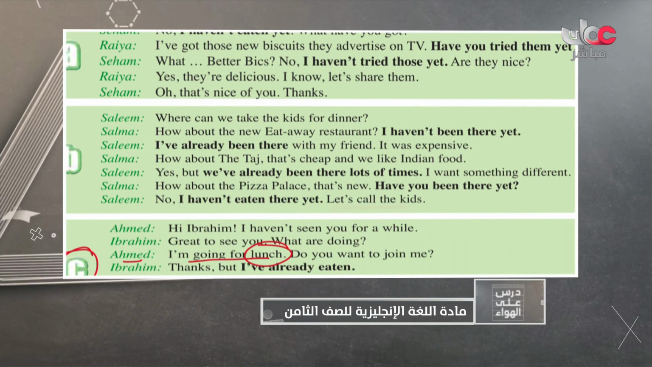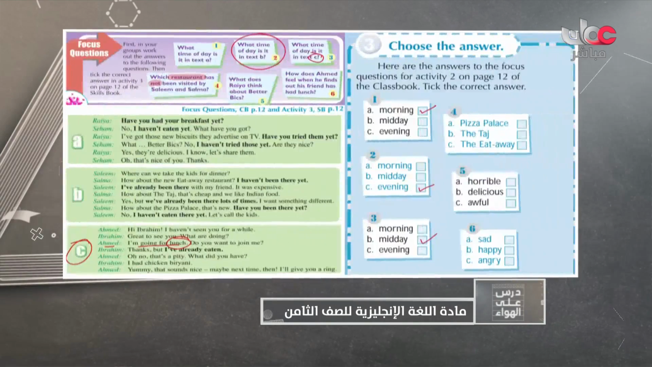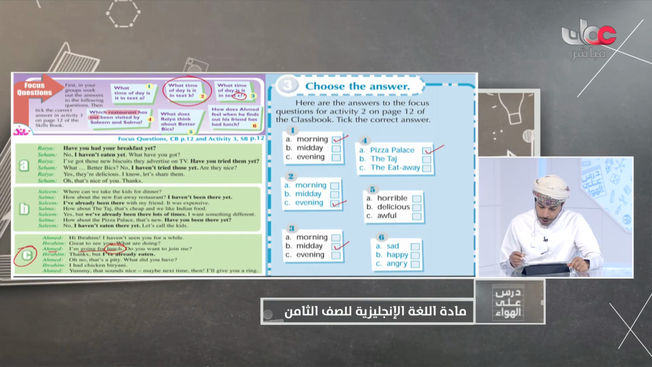Let's call the kids. So the answer is Pizza Palace, and you go immediately to the activity and answer it in this way. Good, guys? Then we will move to the next part, to question number 5. And in question number 5, we have horrible, delicious, awful. But first, let's look at the question.